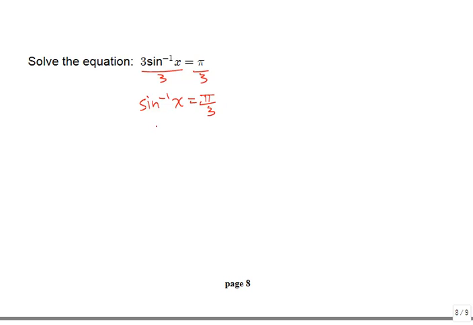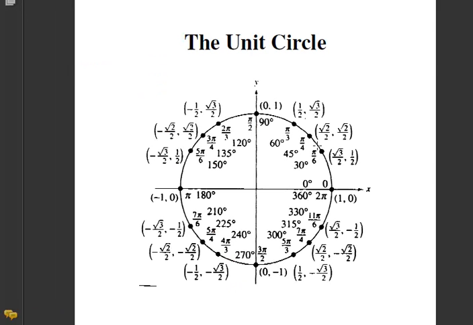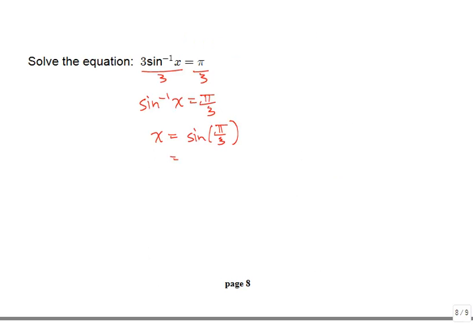So that means if we wanted to solve for x, we'd have to undo this inverse sine, and what undoes an inverse sine? A sine. So if we take the sine of both sides, we would get sine of pi over 3, and if you think about your unit circle, pi over 3 is right up here. The sine value is root 3 over 2. So that means x must be square root of 3 all over 2.